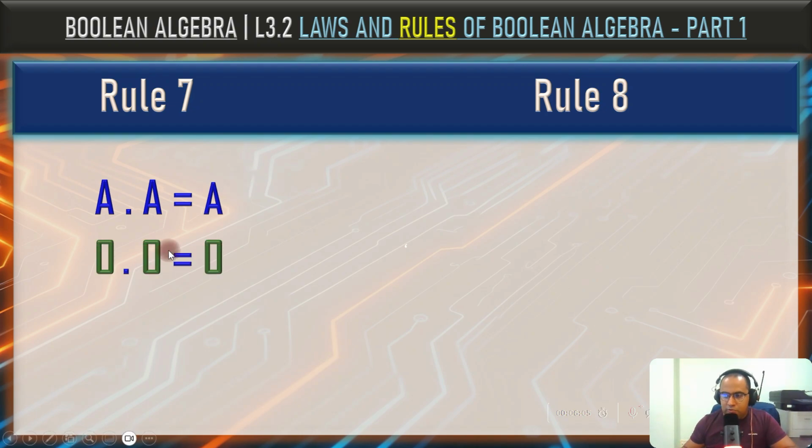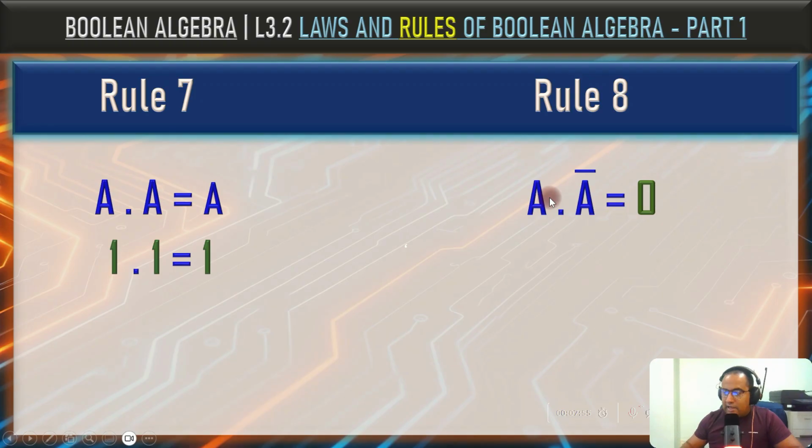If A equals 0, so 0 multiplied by itself results in itself. That is, 0 times 0 equals 0. And if A is 1, so 1 multiplied by itself results in itself. That is, 1 times 1 equals 1. That is, the output is always equal to A. Rule 7 verified. Let's move on to rule 8.